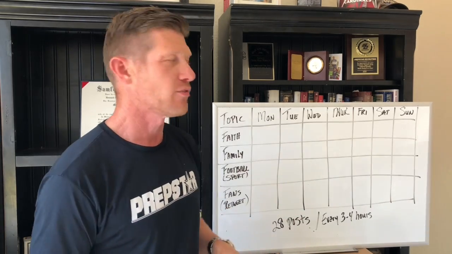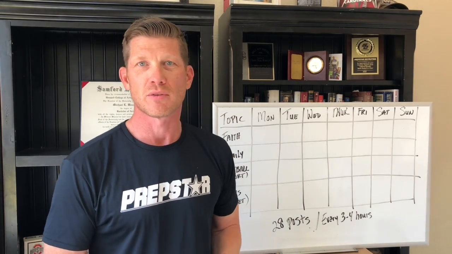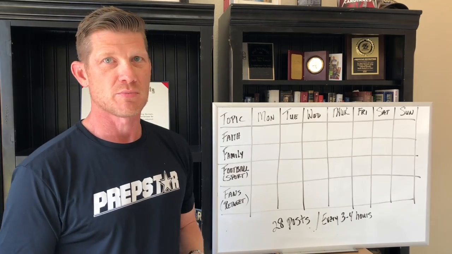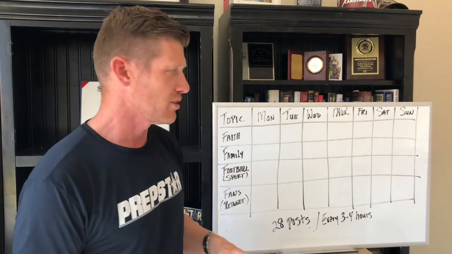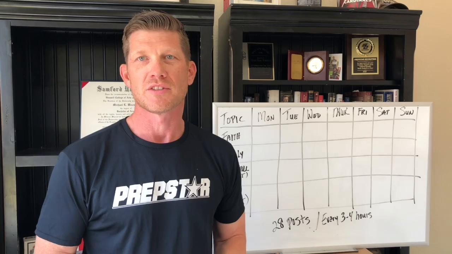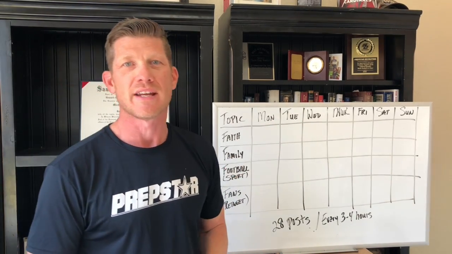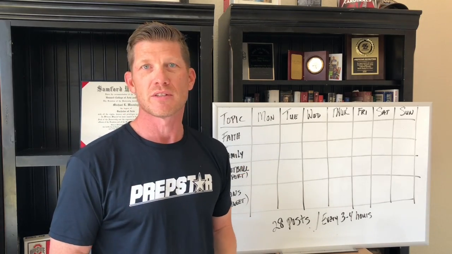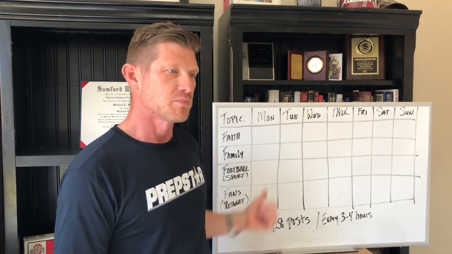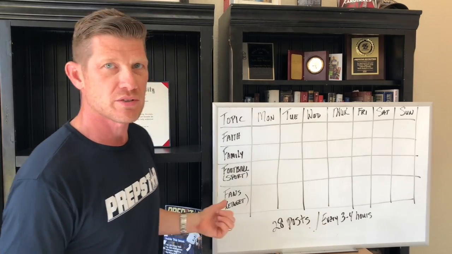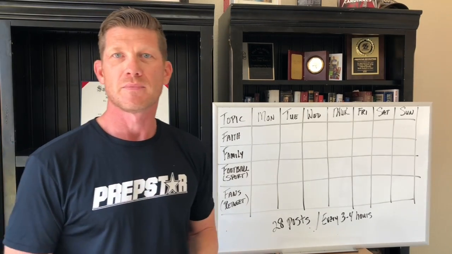So here's the tip. First, draw yourself a grid. If you want to be fancy, use a spreadsheet on Google or Excel or something, but just a simple sheet is going to be really easy. 7 on the top, 4 on the side. Now, the 7 on the top is going to be your days of the week. The topics on the side are going to be your topics for your tweets.